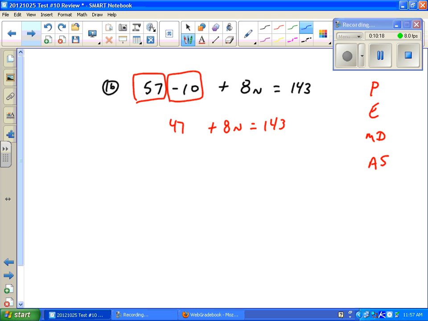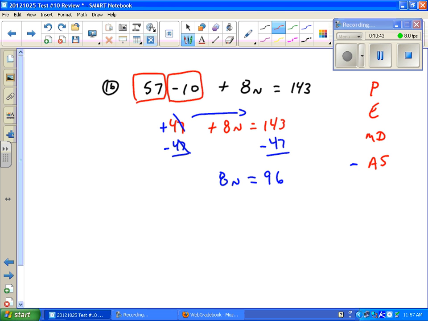At this point, you want to get rid of this positive 47 because you want it to go to that side. You're undoing in reverse order. Plus 47 by subtracting 47. If you subtract 47 on the left, you have to subtract 47 on the right. These will cancel out and leave you with just 8n equals 143 minus 47 is 96.